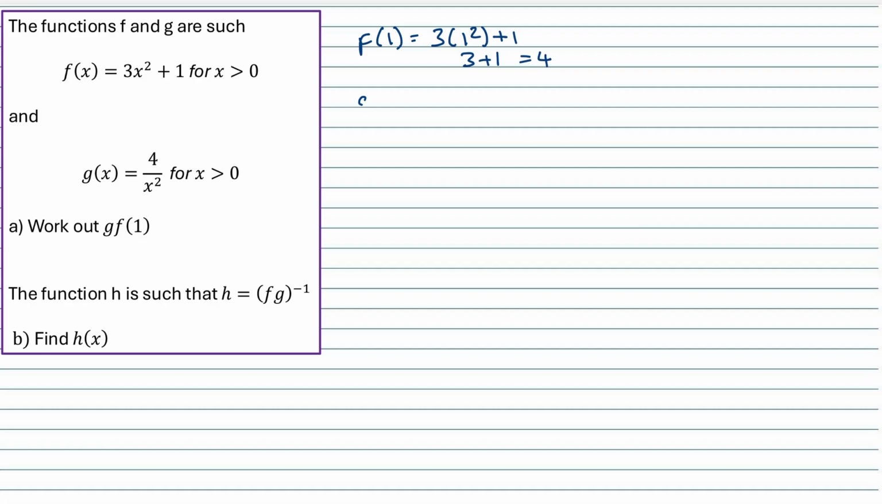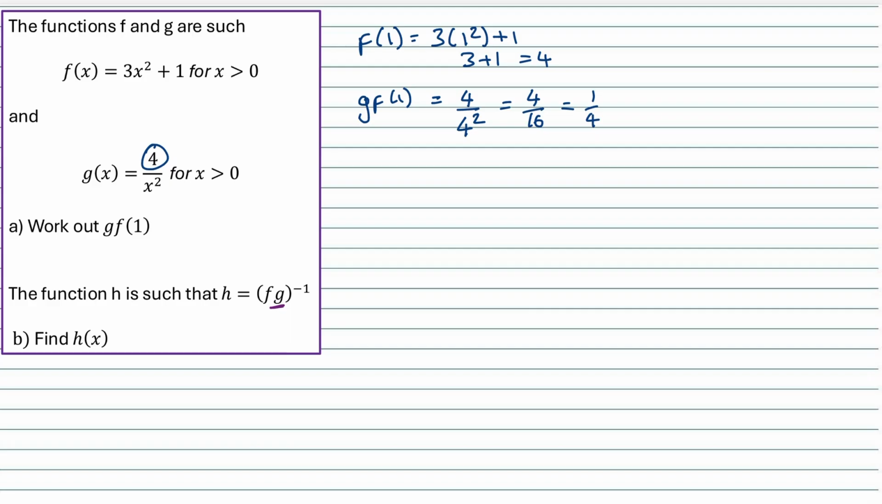So now to work out gf of 1, we substitute this 4, the output from f of x, into g of x. So we substitute this 4 into here. So we'll have 4, this 4 here, over 4 squared, which is 4 over 16, 1 quarter. So that's part A.